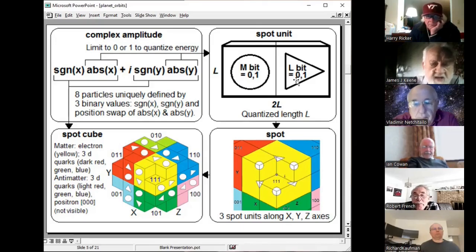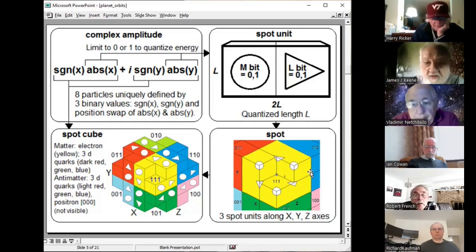And this thing is called the spot unit. Now, when we take 3 spot units, which are 2 volumes of size L cubed together, 1 and 2, and there's 2 kinds of quanta, the M quanta and the L quanta, and combine 3 of them in the X, Y, and Z dimensions, we get a spot, which is a part of the structured space model of binary mechanics.